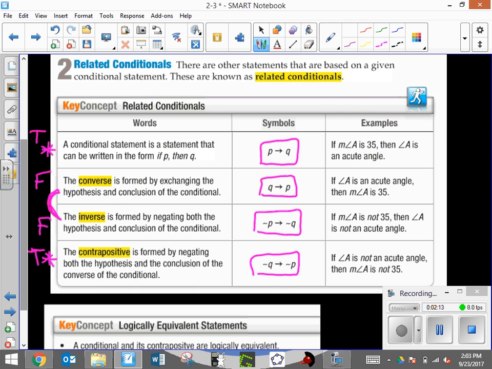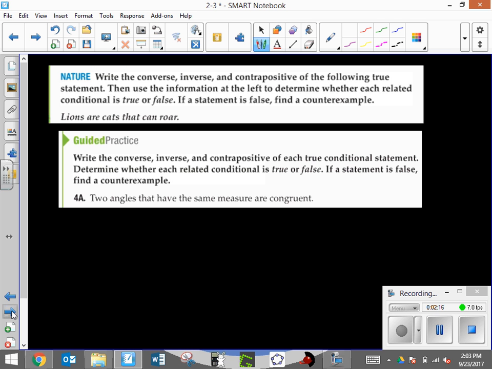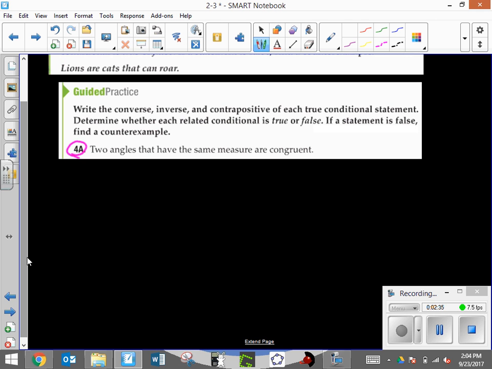Okay, we're going to do an example of this. I want to look at 4a. 4a says 2 angles that have the same measure are congruent. I would start by writing this in if-then form first. I would write the conditional. So I'm going to say my conditional, I'm going to label these. My conditional is in the form if P, then Q.